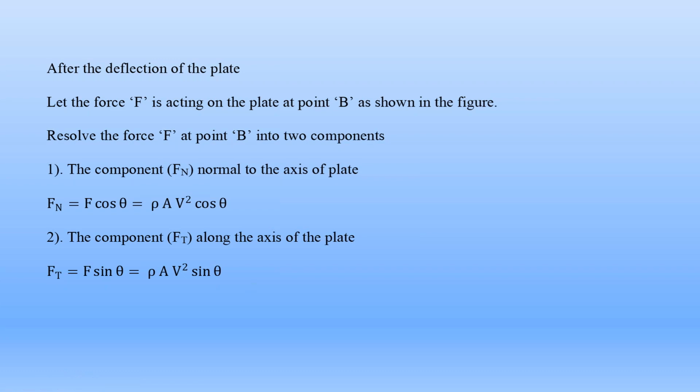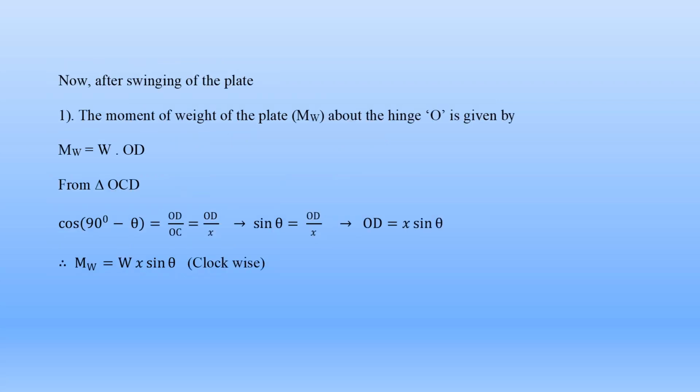So at point B, we resolve that force F acting on the metal plate into two components. Normal component Fn, tangential component Ft. Fn is equal to F cos theta, rho A V square into cos theta. Ft is equal to F sin theta, rho A V square into sin theta. Then we calculate the moment of forces. Three forces are acting on the metal plate: force Ft, force W, force Fn.